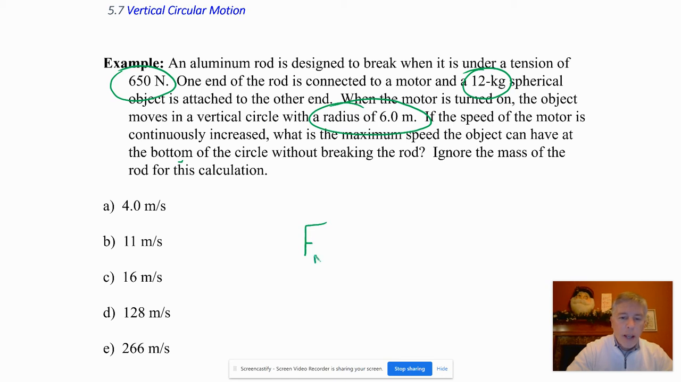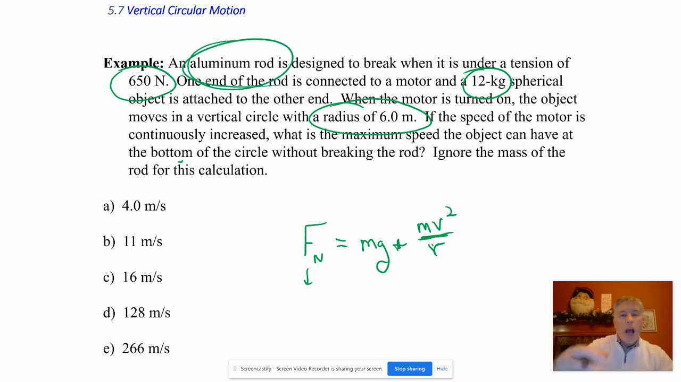So this is going to be our Fn is going to equal the weight of the object plus mv squared over r. And I have the normal force. So this is the force of the aluminum rod. It's how much it's applying. That has to be 650. We don't want it to be larger than that. We know it's a 12 kilogram object. So this is actually going to be important to finding this out.